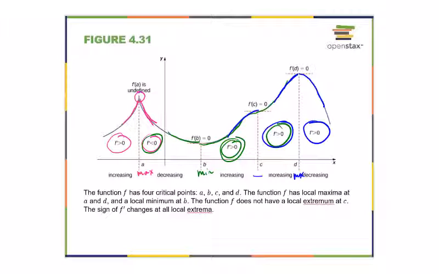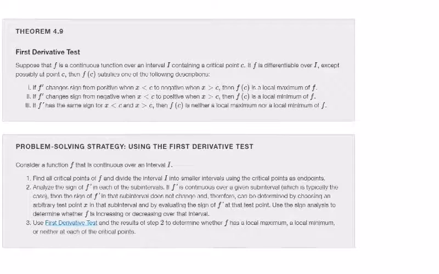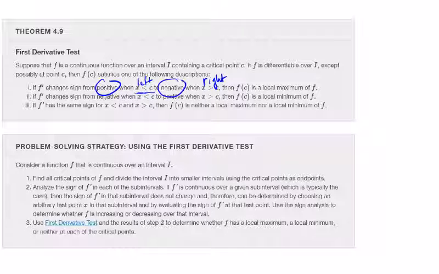So the first derivative test basically tells us if the derivative is positive on the left, this just means left of the critical point, and negative on the right. Okay, positive on the left, negative on the right. That means you have a local maximum.